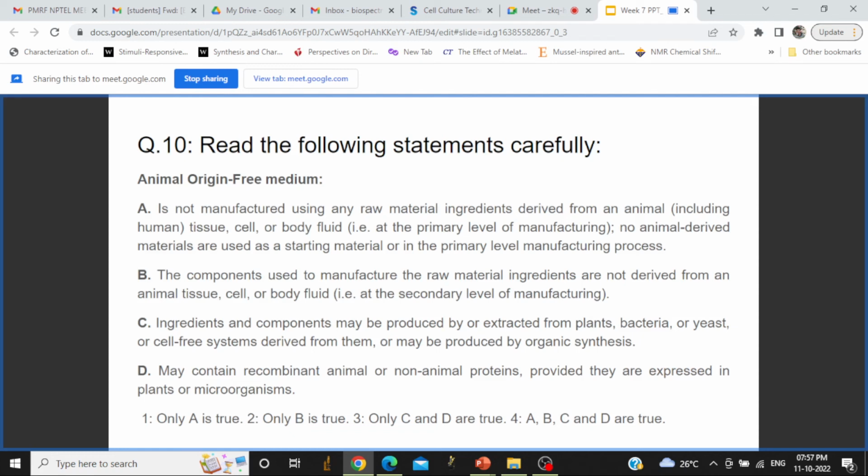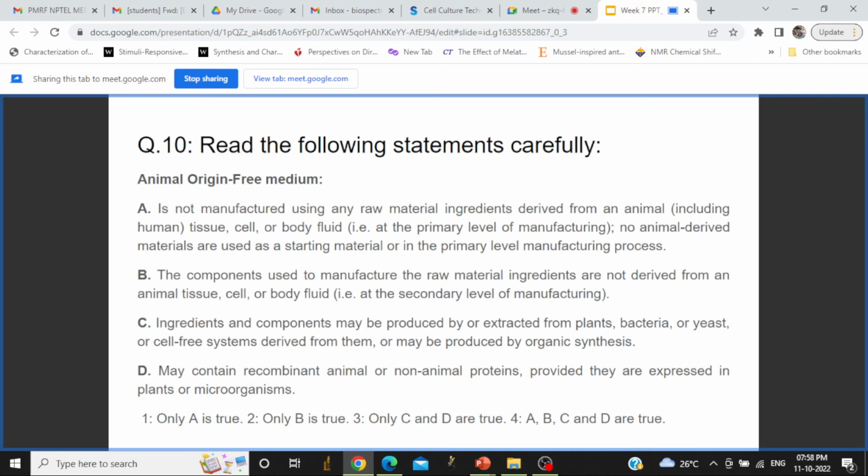Another statement is, ingredients and the components may be produced by or extracted from plants, bacteria or yeast, or cell-free systems derived from them, or may be produced by organic synthesis. So as the animal components are not present, what ingredients or components can be present in this?